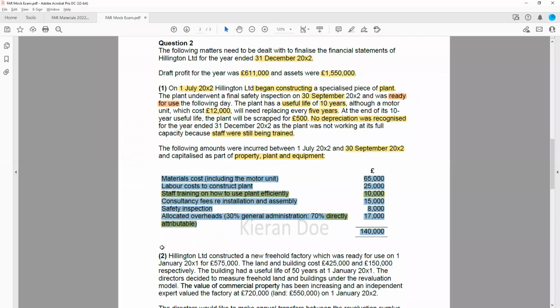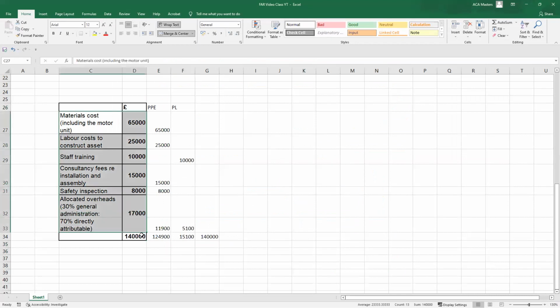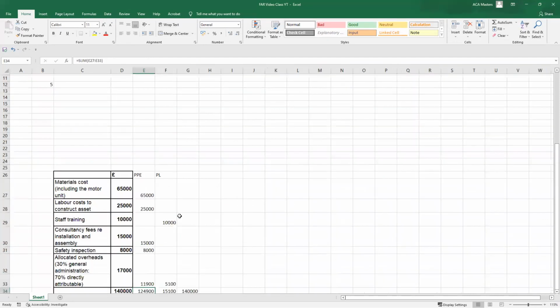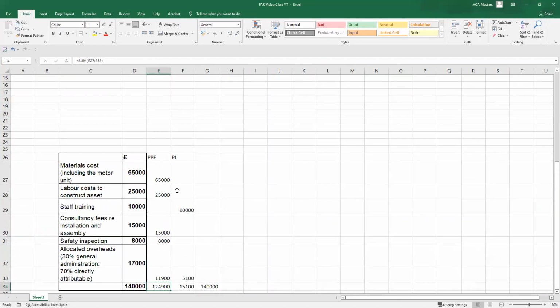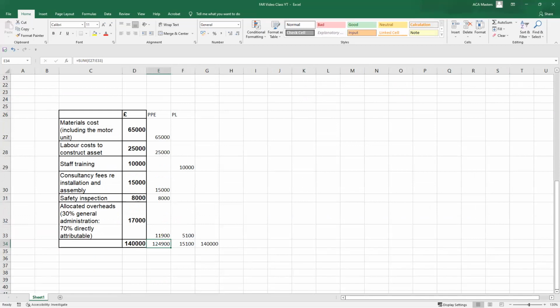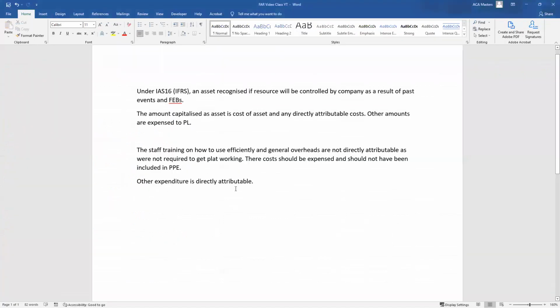Alternatively, you could have just started with the total of 140k and minused off the two amounts which should be expensed to get down to the PPE amounts. Different ways you could do it, but this would be one way. I'm just showing you this as well for tutorial purposes, perhaps the most comprehensive way. So we can see what would be expensed to the P&L and what would be capitalized as part of PPE. So of course, we'll be able to copy that over into our area here when we're ready.